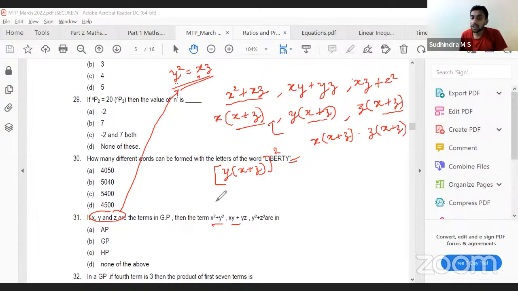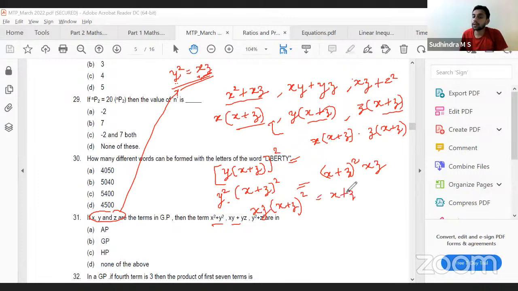That should match. So y into x plus z the whole square, we have y square into x plus z the whole square, is equal to x into x plus z into z into x plus z, which is xz into x plus z the whole square. Y square can also be written as xz. So xz into x plus z the whole square is equal to x plus z the whole square into xz. LHS is equal to RHS. Therefore, it satisfies the geometric progression condition. Therefore, this is in geometric progression.